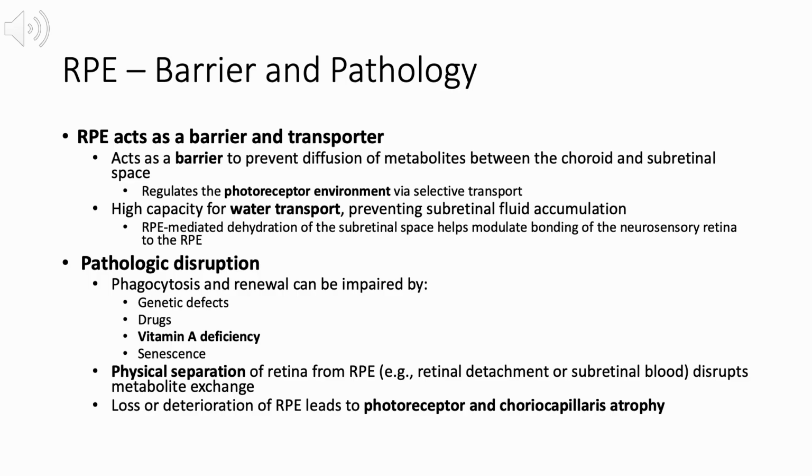The slide then addresses pathologic disruption of RPE function. Phagocytosis and photoreceptor renewal can be impaired by several factors, including genetic defects, drugs, vitamin A deficiency, and senescence. Physical separation of the retina from the RPE, such as occurs with retinal detachment or the presence of subretinal blood, disrupts normal metabolite exchange between these layers. Ultimately, loss or deterioration of the RPE leads to atrophy of both photoreceptors and the choriocapillaris, underscoring the critical dependence of these structures on intact RPE function.